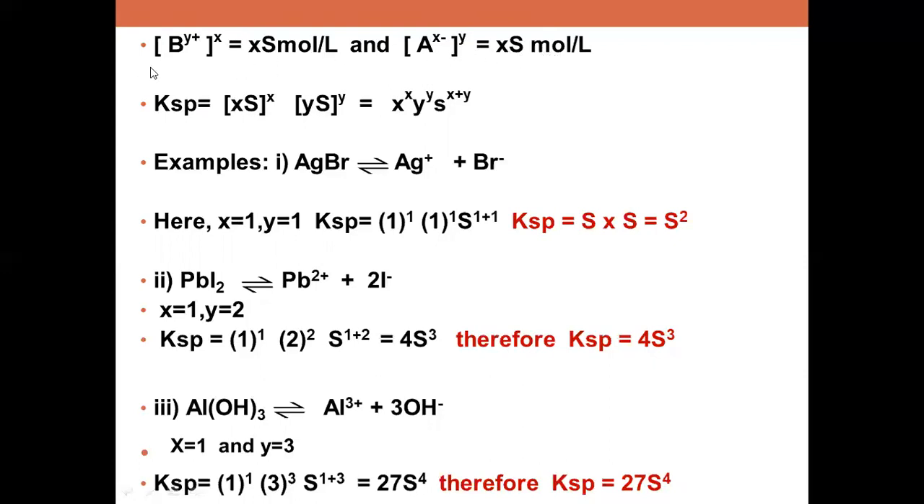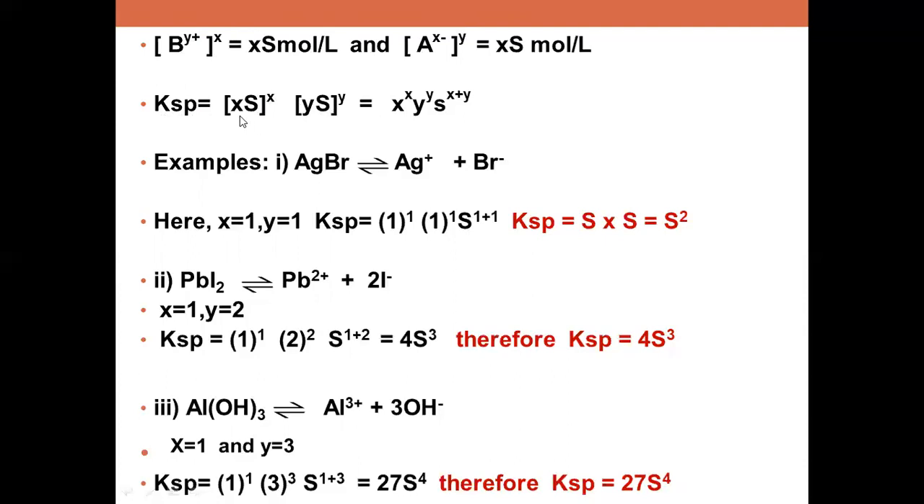आता पाठ करा, मग त्याची सॉल्युबिलिटी काय होणार आहे? सॉल्युबिलिटी म्हणजे काय? Ksp equal to B raised to y plus and A raised to x minus, and therefore here we substitute the value of this B raised to y plus and A raised to x minus, then we get Ksp is equal to xs to the power x and ys to the power y.